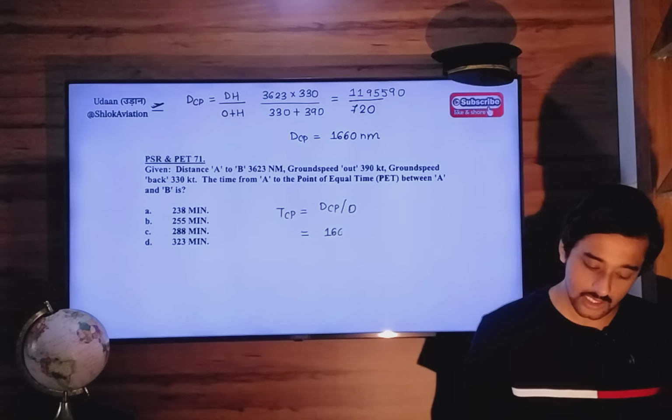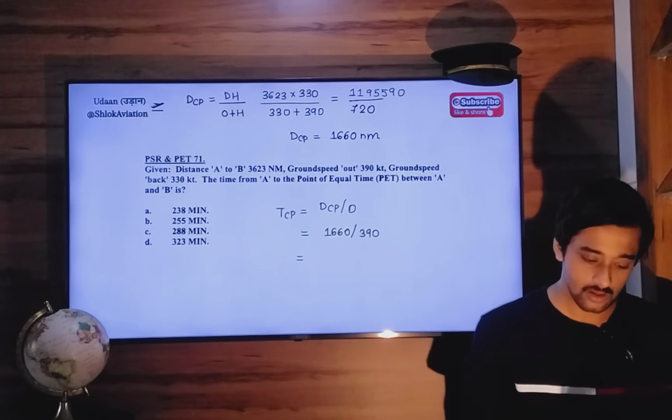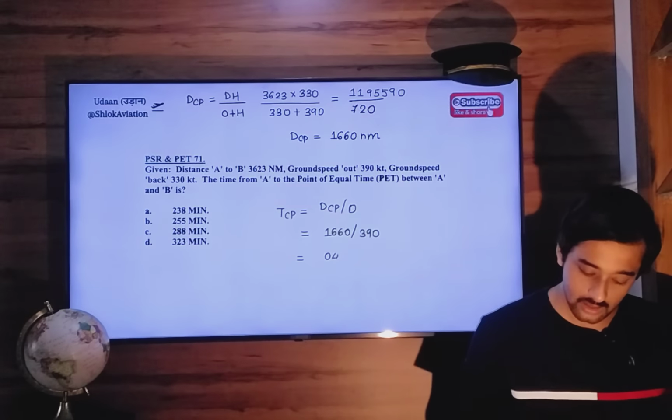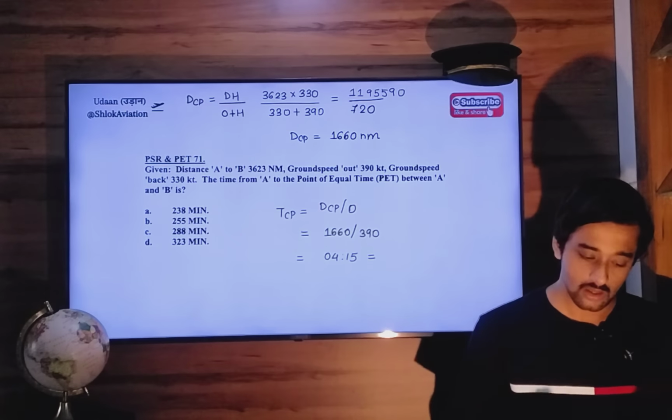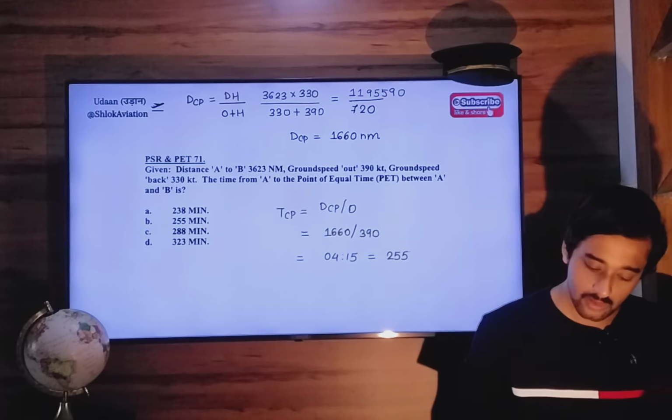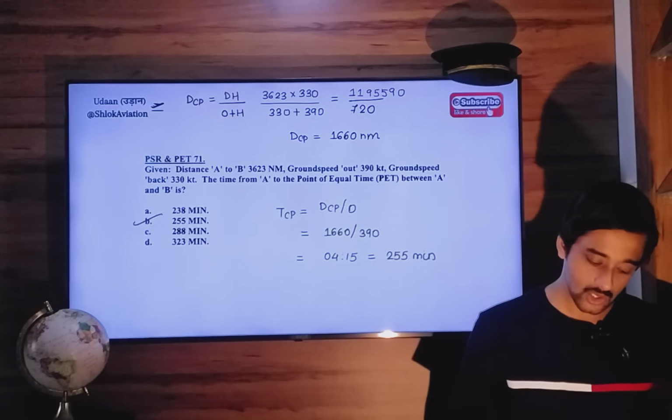Step number 2, time to critical point is distance to critical point divided by outbound speed. So 1660 divided by 390, 4 hours 14 minutes, into 60, that is 255 minutes. So option Bravo.